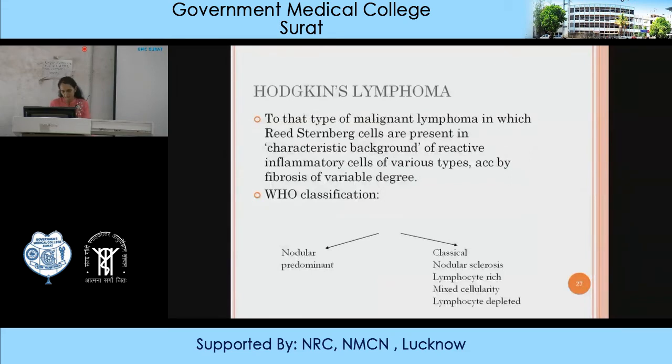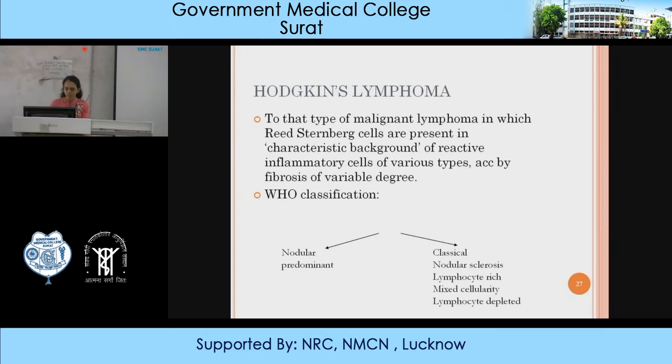Hodgkin's. Now, what do you mean by Hodgkin's lymphoma? One has to find out RS cells, the Reed-Sternberg cells, which are basically malignant giant cells present in this lymphoma with a characteristic background of reactive inflammatory cells of various types. Now, WHO has classified nodular lymphocyte predominant as one part of Hodgkin's lymphoma and a classical variant. Most common is the classical variant, in which nodular sclerosis and mixed cellularity are much more common than lymphocyte rich and lymphocyte depleted. Depleted is mainly seen in immunocompromised patients.